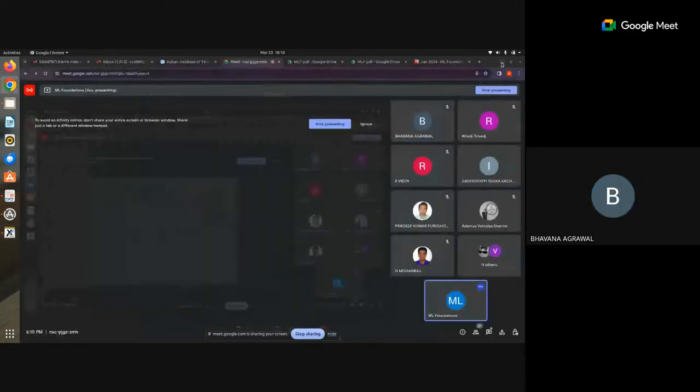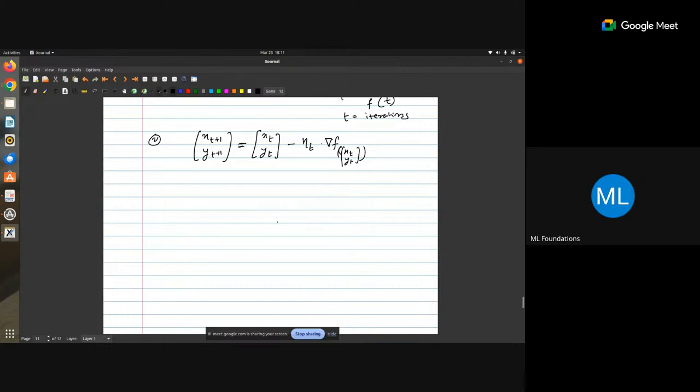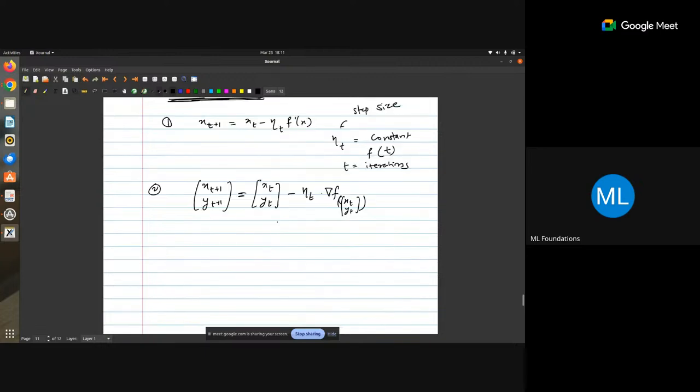Am I audible? Yes, sir. So if I want to translate it to multivariate, that means more than one variable, I'm just showing it for two variables here. So x t plus 1, y t plus 1, this is a vector, and it equals x t, y t, again a vector, minus eta t del f at x t, y t. Again it's the same thing. Eta t may be a constant or it may be a function, a step size.